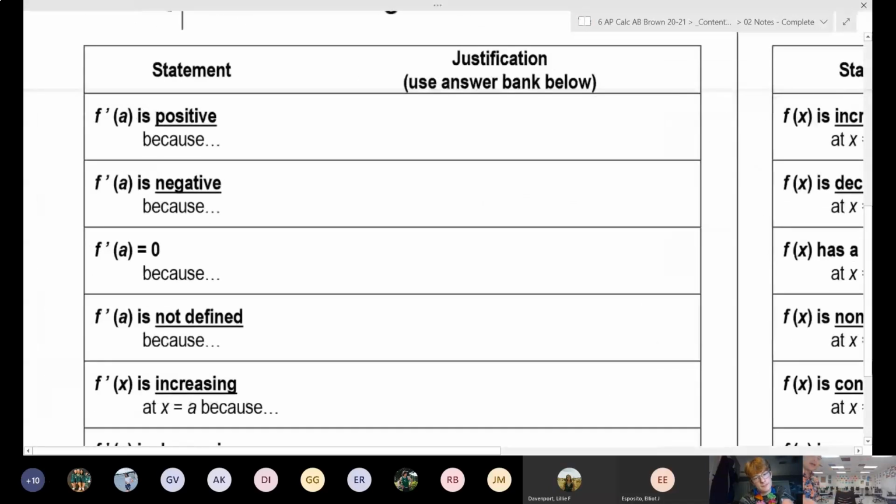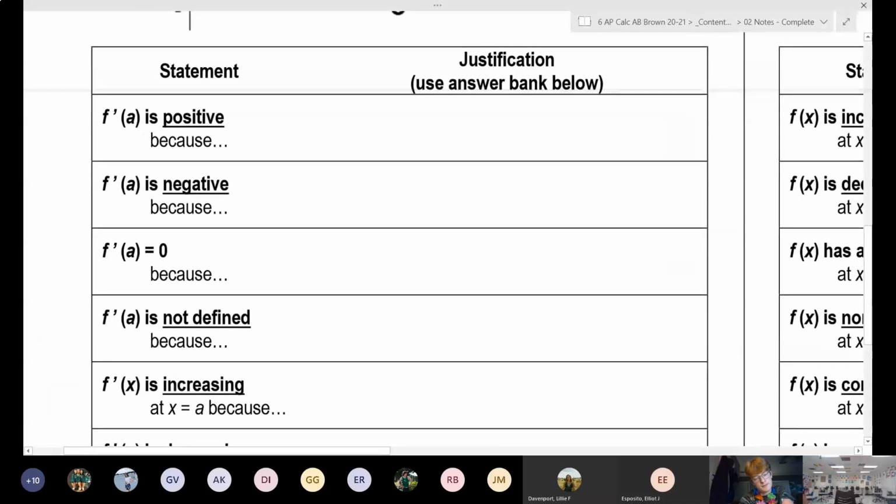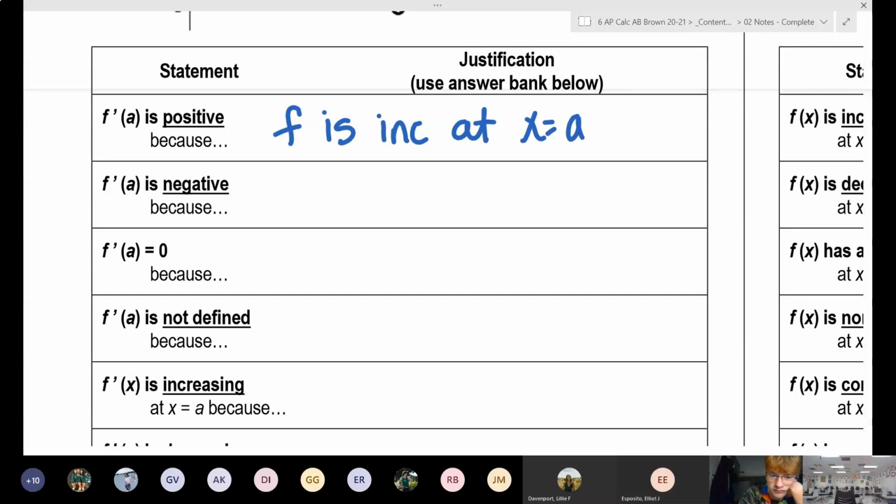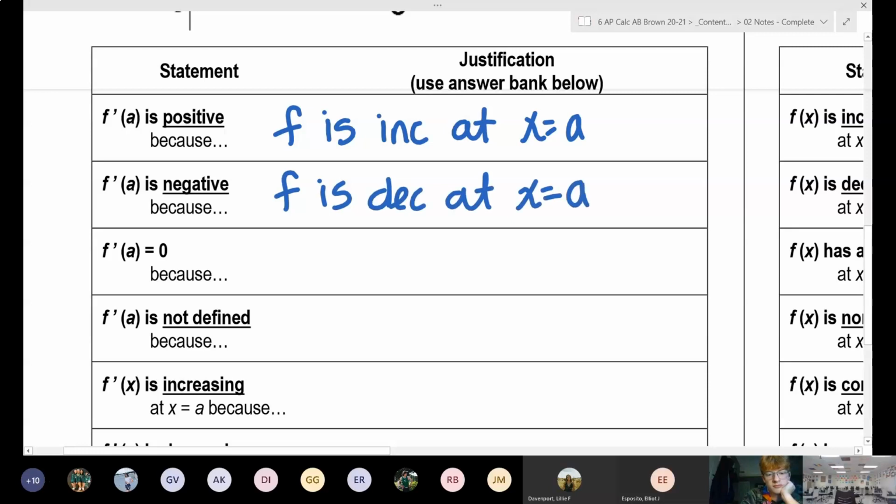So if I ever ask you to say, hey, tell me where f prime is positive, you'll basically frame your answer as f prime of a is positive because f is increasing at x is equal to a. No need to get all wordy and say things like, because the points are moving in an upward direction and has a positive slope, therefore it's increasing. No, just say f is increasing, and that's how we know f prime is positive. Same thing if I say f prime is negative, we know f prime is negative if f is decreasing at the x value that we are looking at.